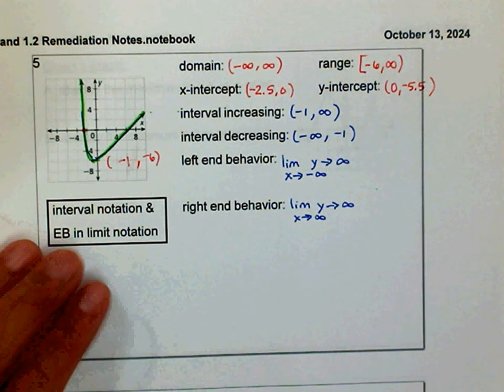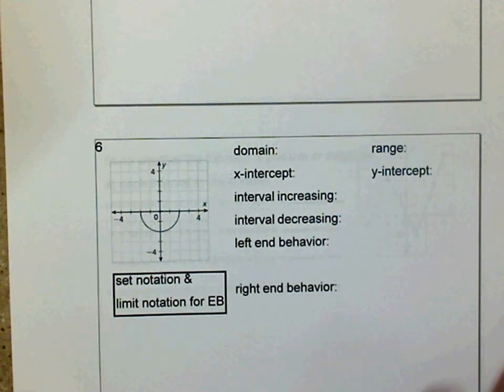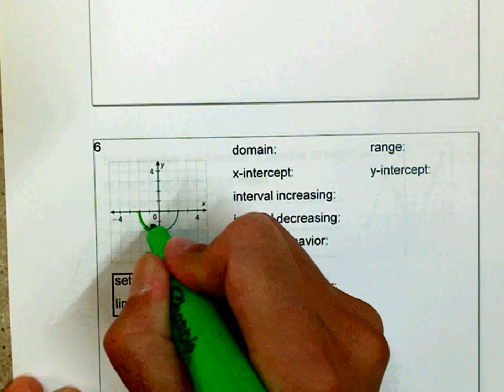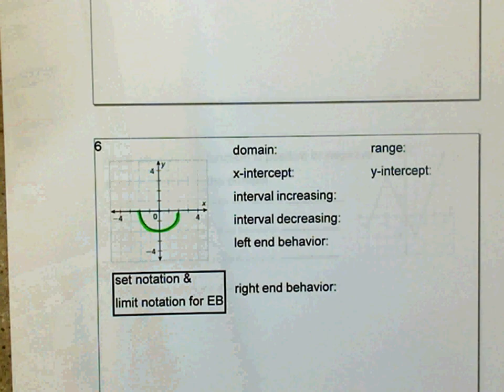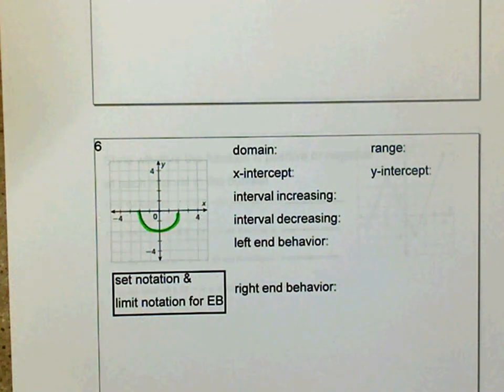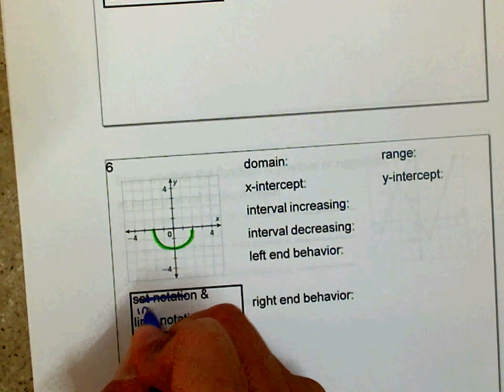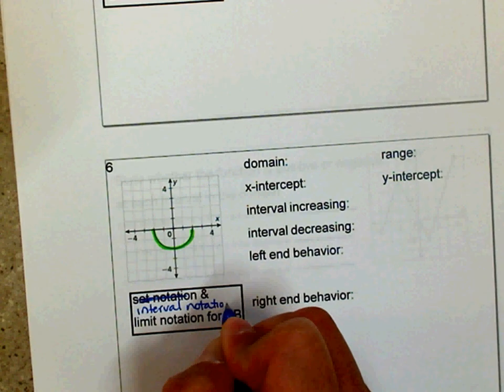Okay, let's go to number 6. Here I have a graph. And here I'm asking you to write it as a set notation. Let's not do that. Let's go ahead and do interval notation. Get you guys used to that, because you are more familiar with set and inequality, but not interval notation.